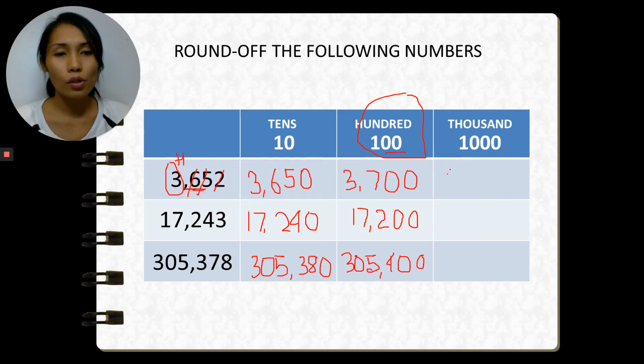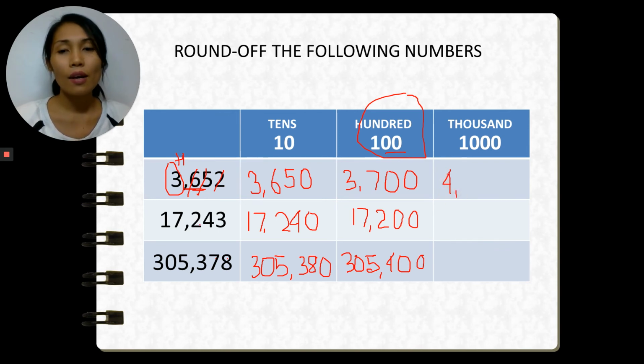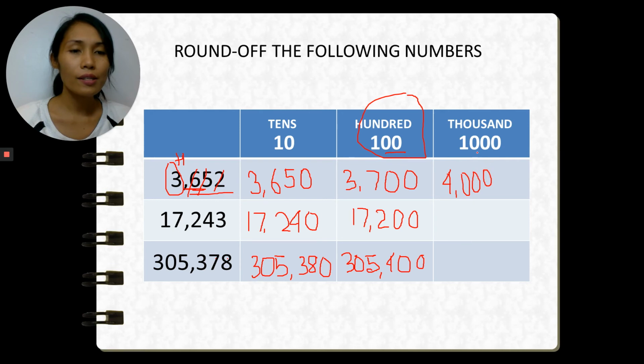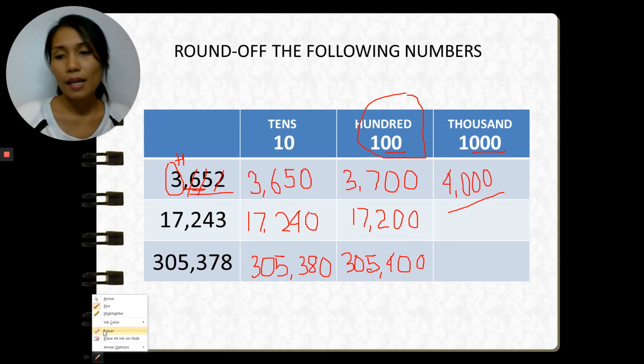So add 1. So 3 plus 1 is 4,000. And then make all of the numbers after 1,000 0. Okay, see? 1,000 has 3 zeros, so your answer should have 3 zeros too. Okay, next number.